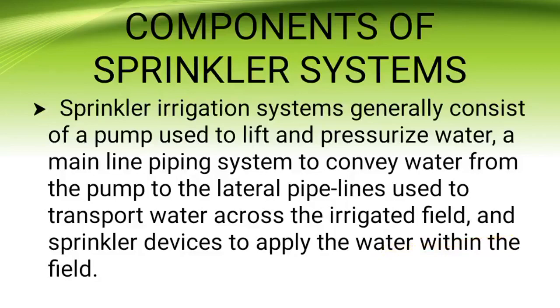Components of sprinkler systems. A sprinkler irrigation system generally consists of a pump used to lift and pressurize water, a mainline piping system to convey water from the pump to the lateral pipelines used to transport water across the irrigated field, and sprinkler devices to apply the water within the field.